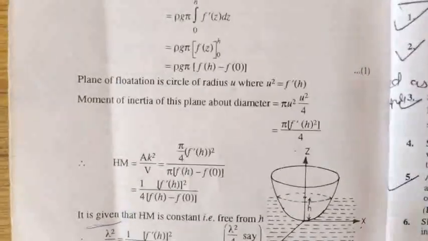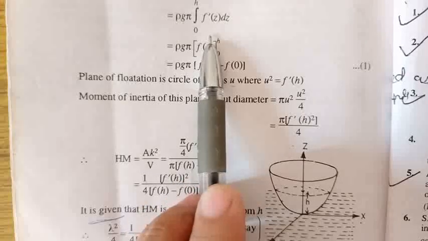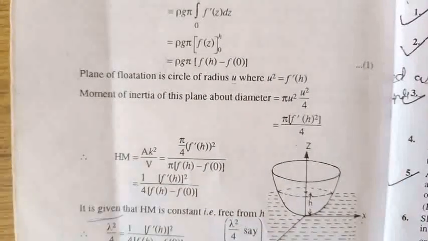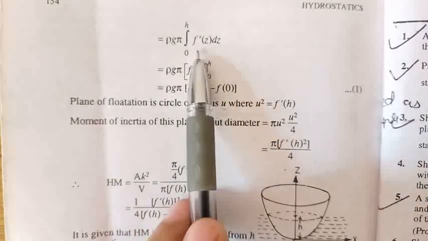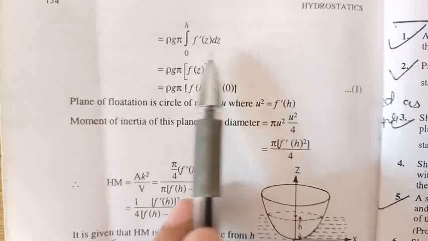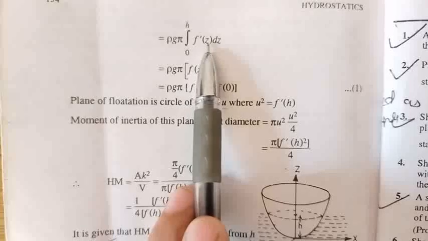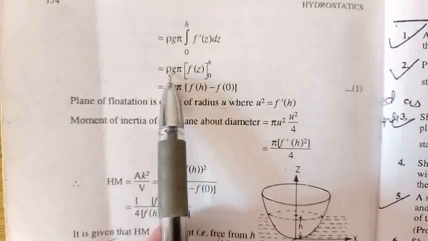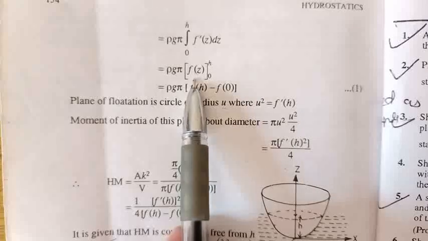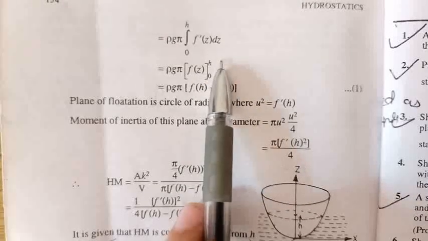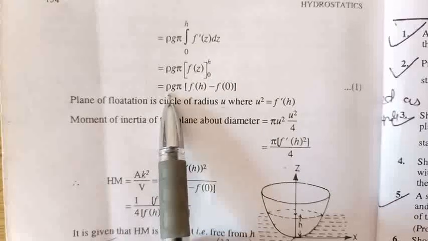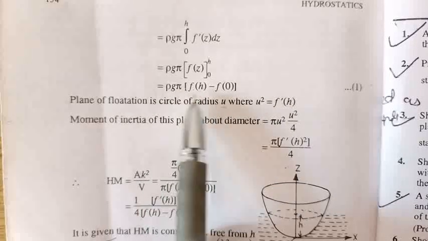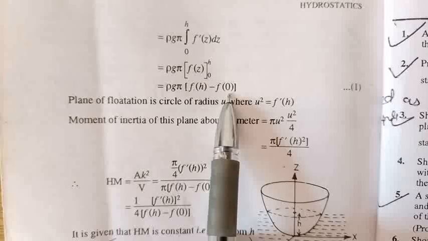Now let us find it by substituting the value of u square. So this will become rho g pi integral 0 to h f dash z dz. Now from here, integration and derivative cancel out. So we have obtained rho g pi into f(z) between the limits 0 to h. Substituting z equal to h, then z equal to 0, we have obtained the weight of the liquid displaced, which is rho g pi into f of h minus f of 0.